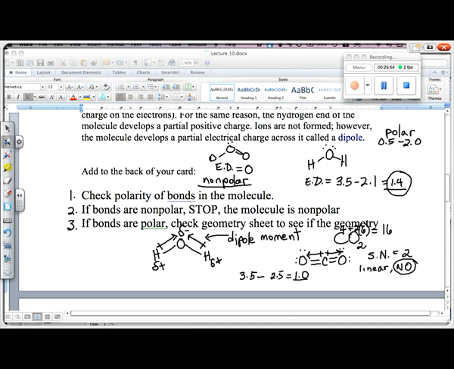So if I had polar bonds, which is what I would do, I would go through my steps here. If the bonds are polar, check the geometry sheet to see if the geometry cancels out. In this case, it does, and that no, again, is a direct answer to the question, is it polar?